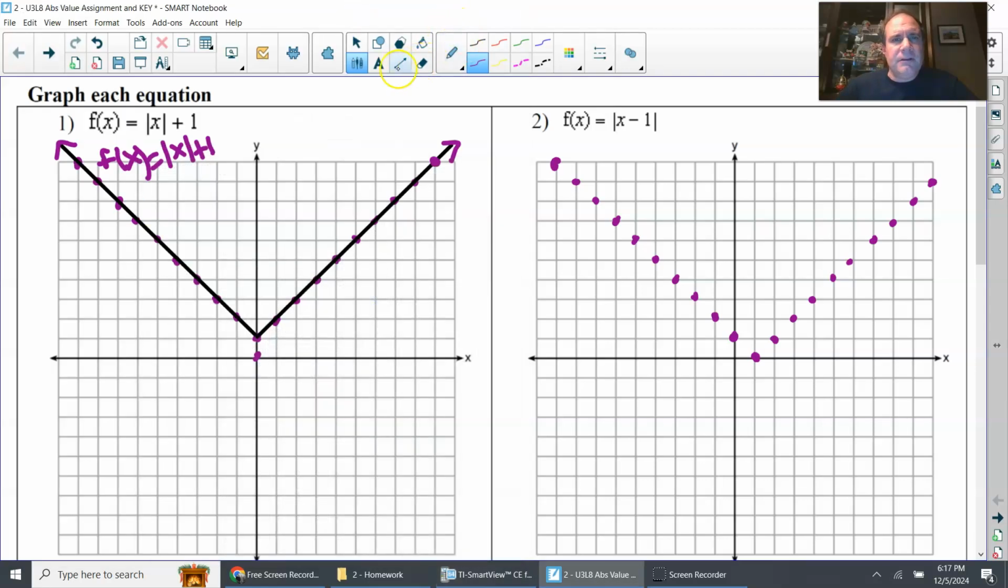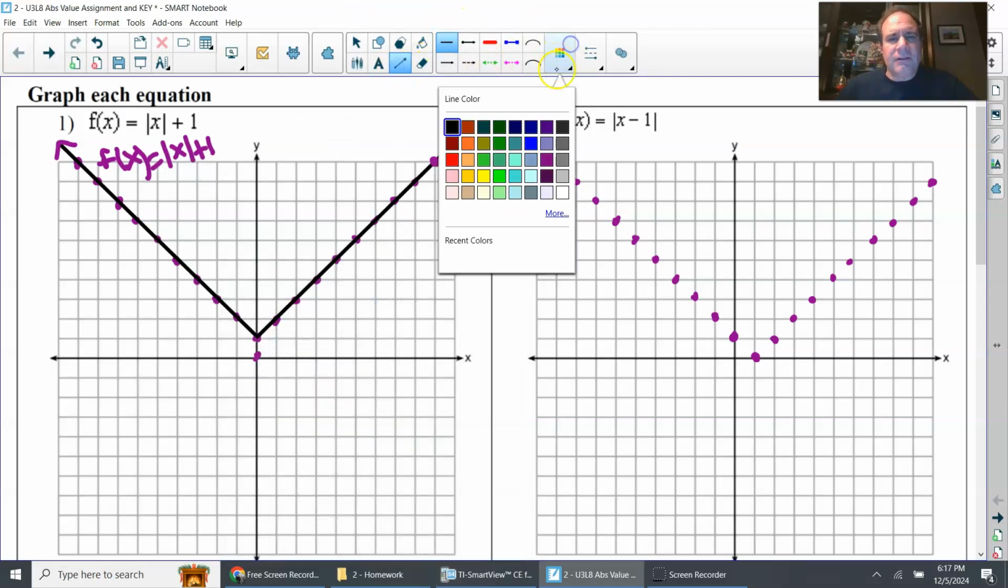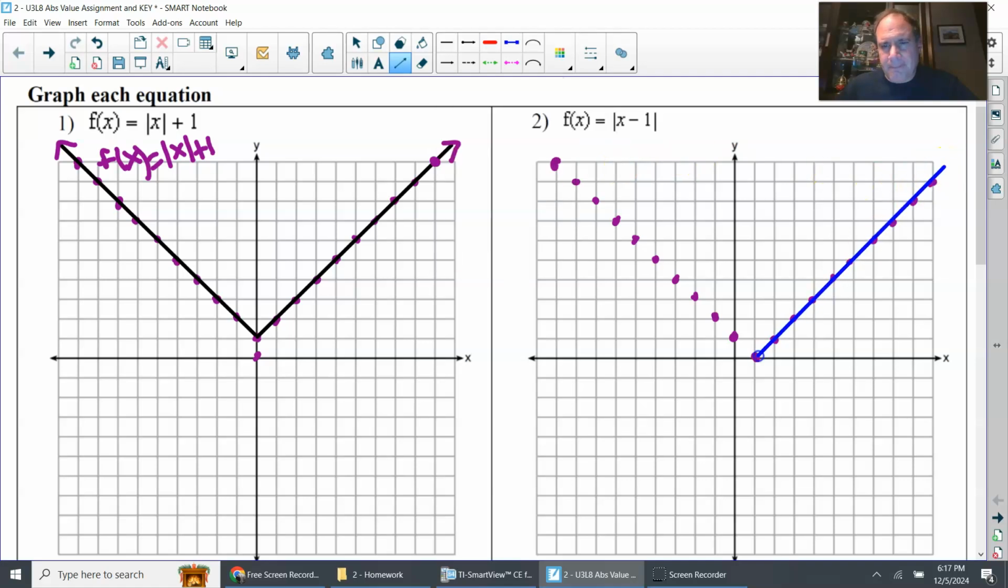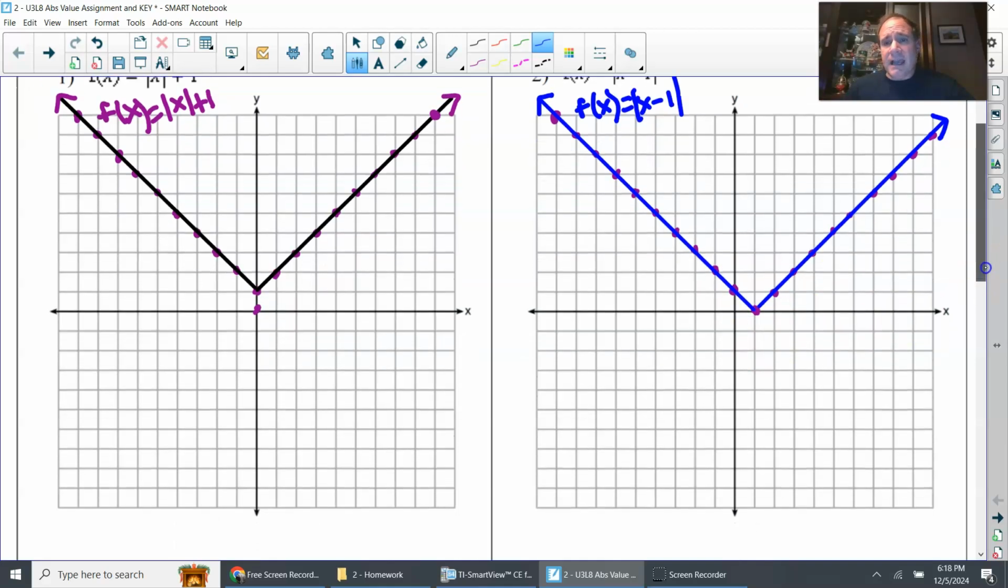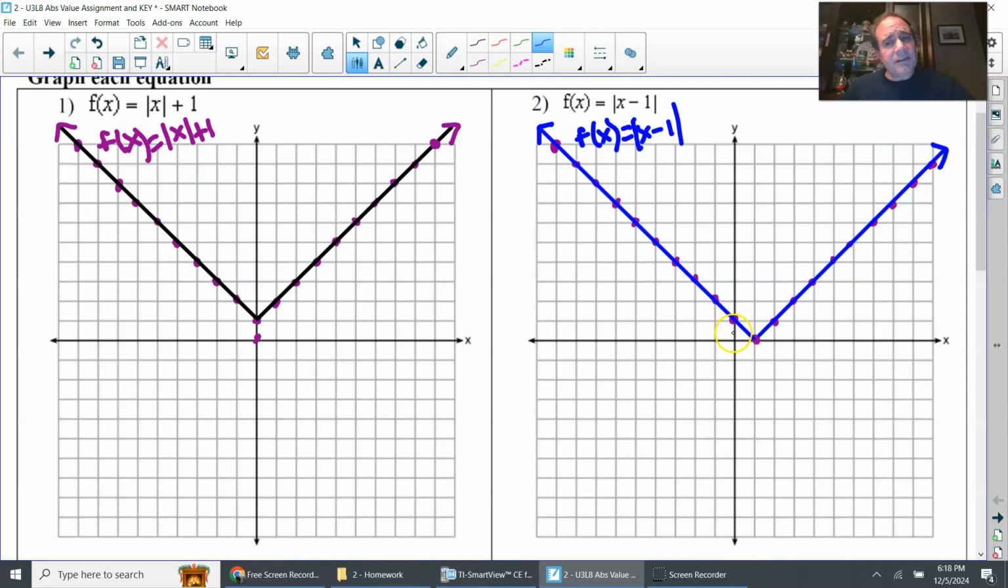Looking at that pattern, we're going to connect those points. Go a little bit beyond the last point on each side. Put the arrows on each side and then label f of x equals the absolute value of x minus 1. Just remember, when the number's inside the absolute value, it acts the opposite way of what you think it's going to do.